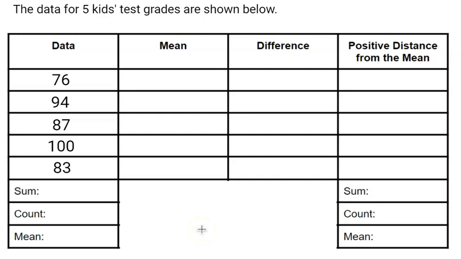Alright guys, so I wanted to recap how to do mean absolute deviation. Remember that is called the MAD. So mean absolute deviation. If we have a data set, the very first thing we want to do is find the mean of it. So we're going to add it all together. When I do that, I get 440 in this case, if I add up all of these values.